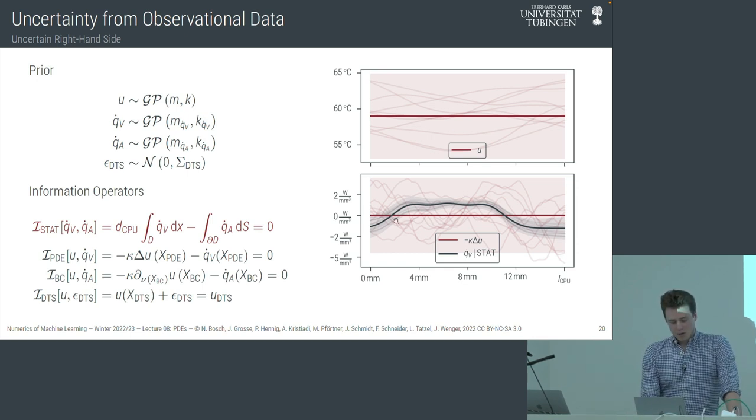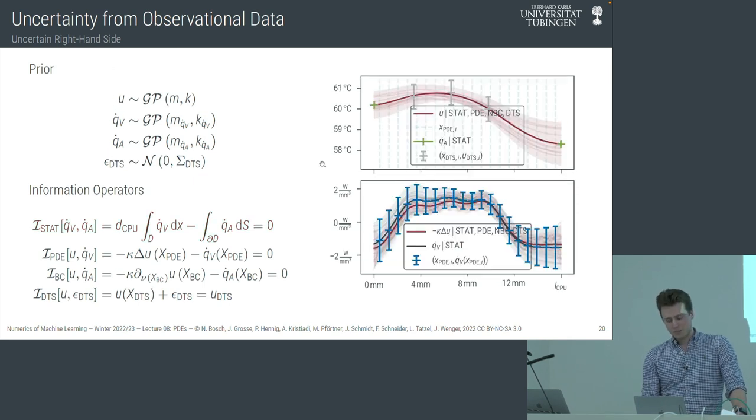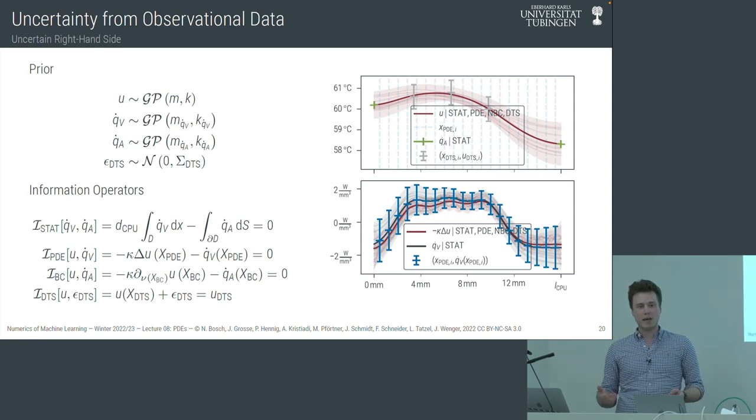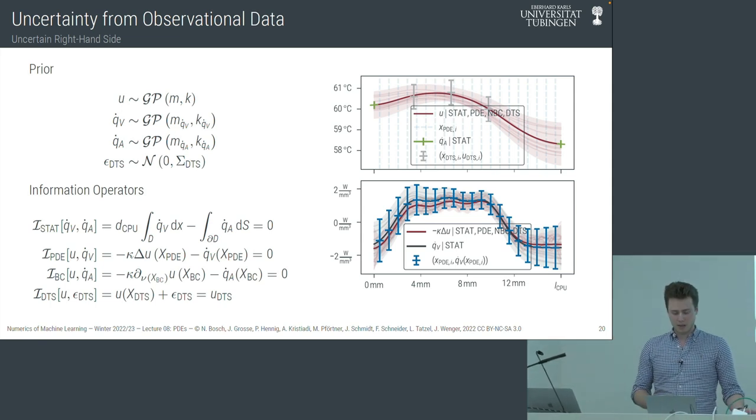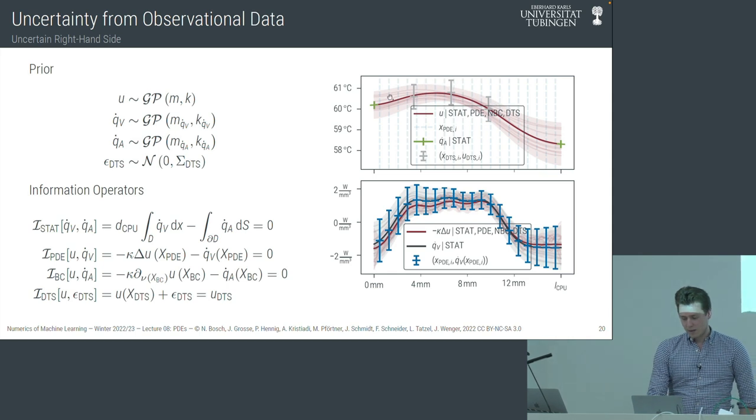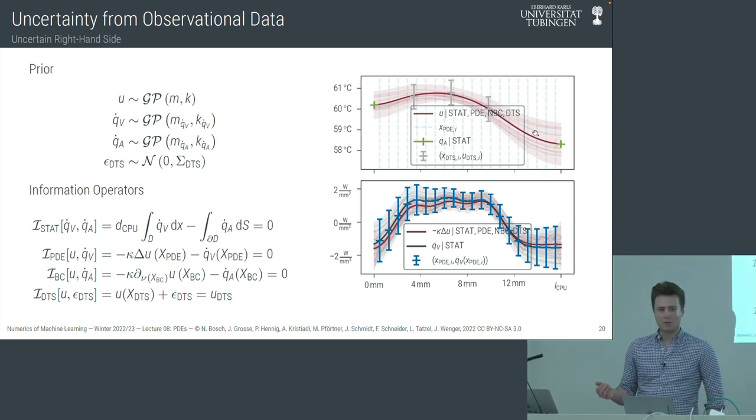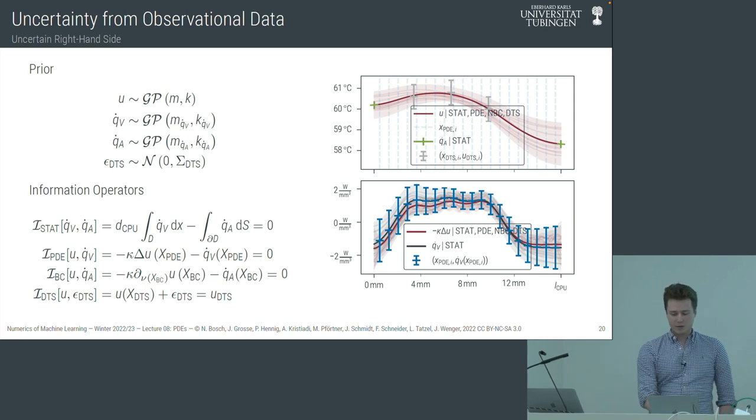And now we can apply all of these information operators to this joint GP prior. This is actually a multi-output GP prior now, to arrive at this system. And this is, I would argue, a much more realistic model in terms of the assumptions that it makes about the problem than the one we started out with. You can see that there's still some uncertainty left, which makes sense because we don't have a certain right-hand side function, we don't have certain boundary conditions, and we don't have certain measurements. So all of these uncertainties contribute to the posterior uncertainty about the solution.